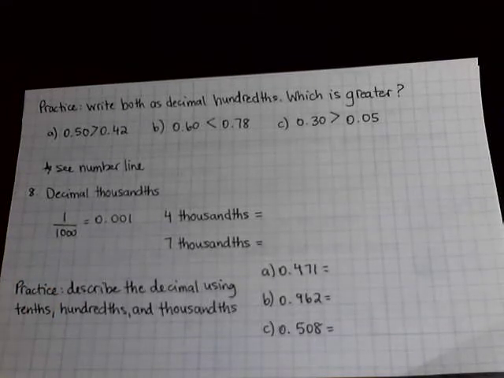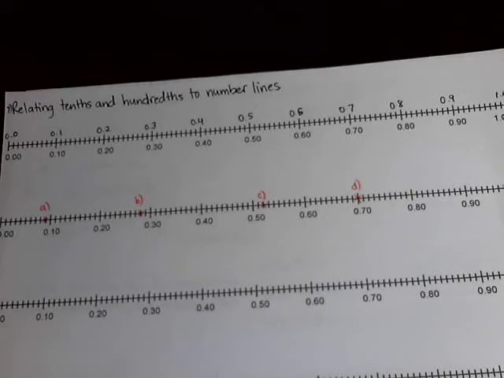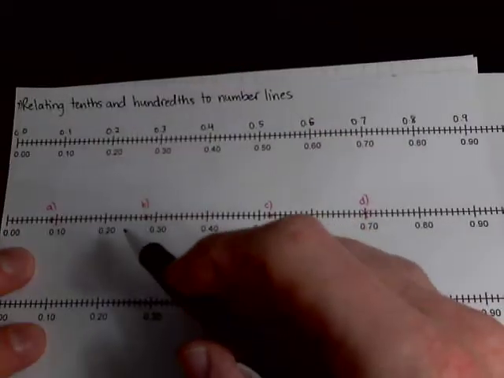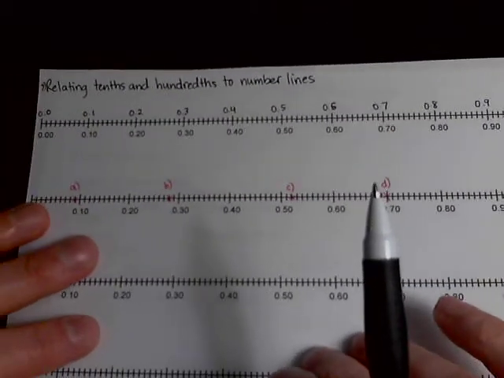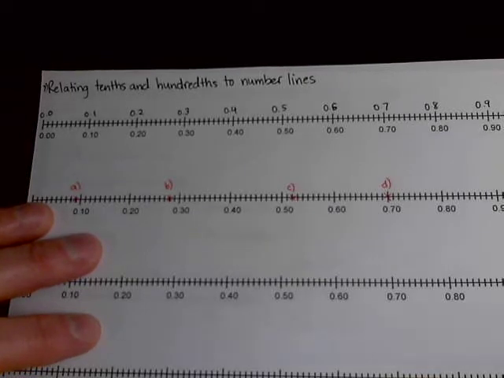There's a little note here that says C, number line. So now we're going to have a quick look at some number line work. The idea that we're going to try to do here is to relate tenths and hundredths onto a number line. Okay, so here's what I'm going to do. I'm going to count over to 4 tenths first.